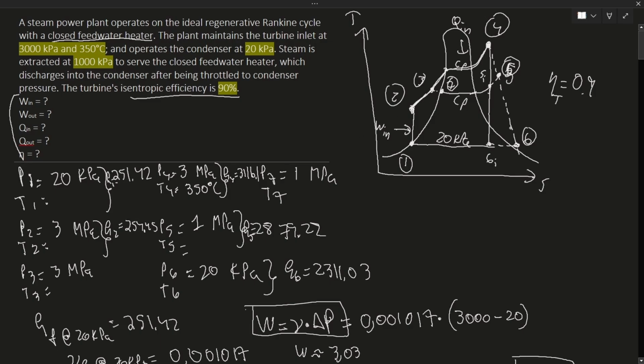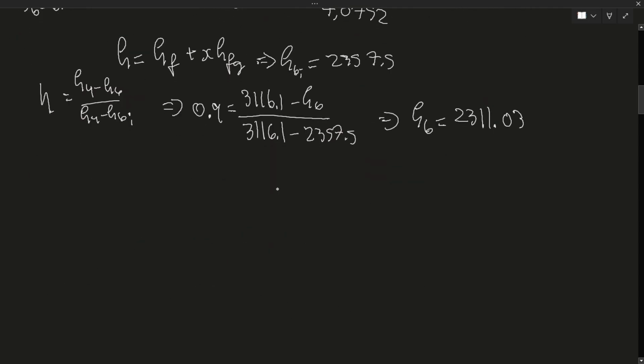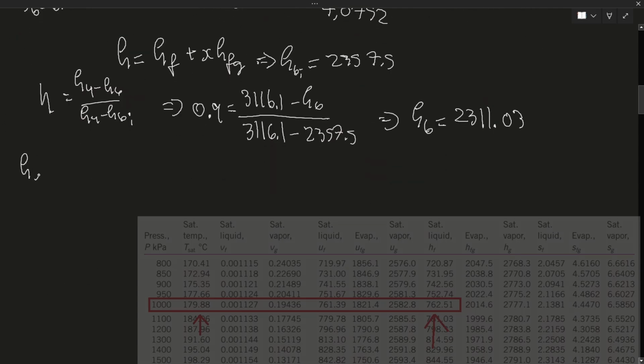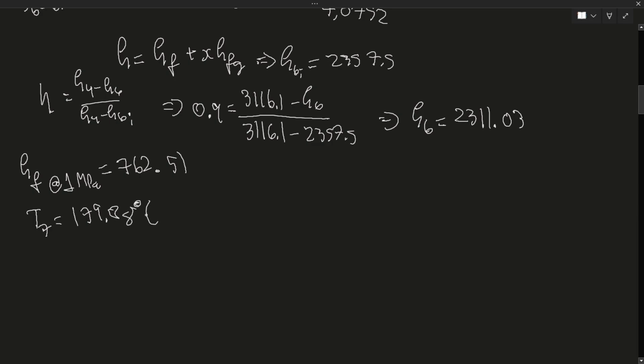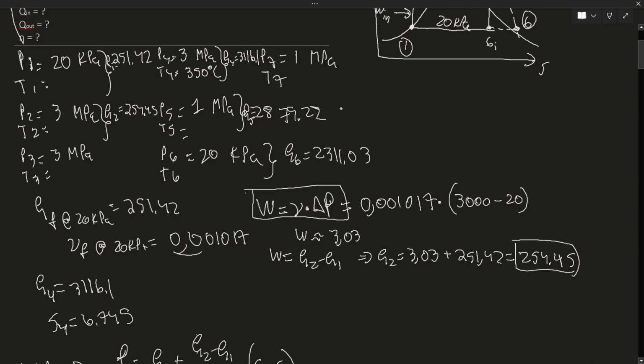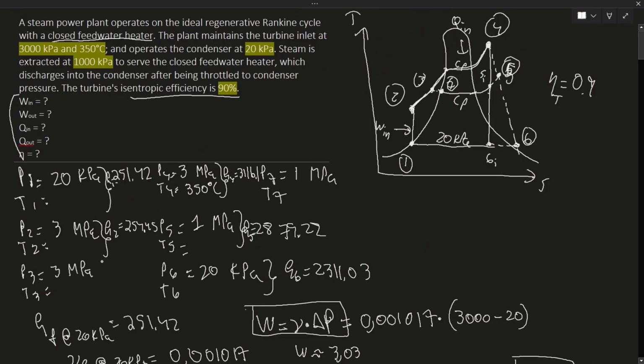Now for point 7, you just have to check that T3 is equal to T7, okay? What you have to do is, well, usually, unless the problem states otherwise, which it doesn't say anything, point 7 is on the saturated line. And we know that over here, it's given that it's 1 MPa. So you just go to your tables, you see where it's 1 MPa, and you have to read the fluid enthalpy at 1 MPa, which is equal to about 762.51. And you get the saturated temperature of about 179.88 degrees Celsius.